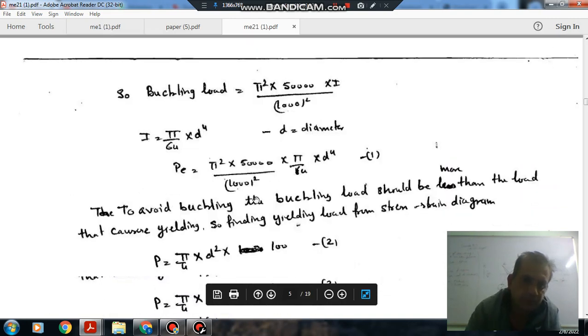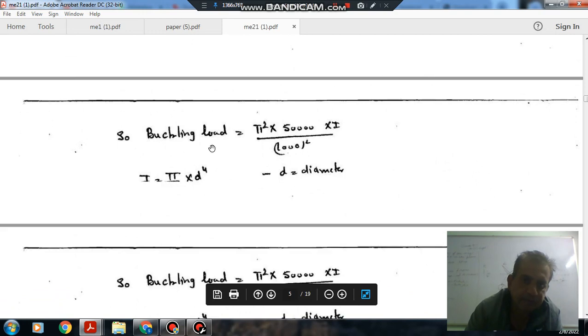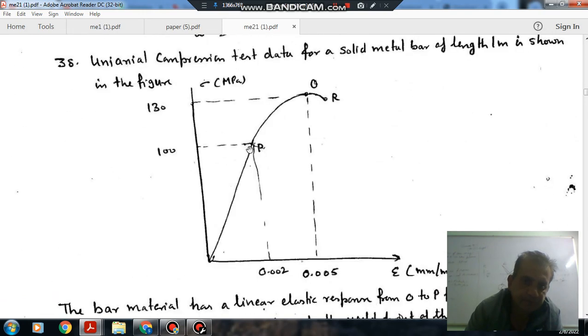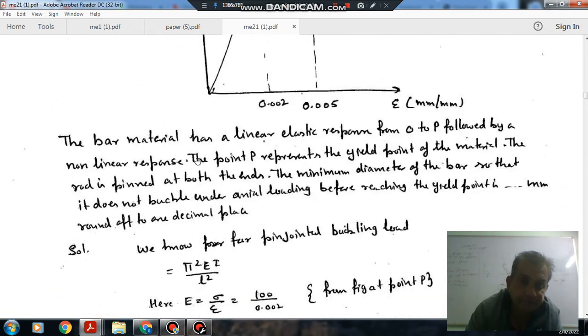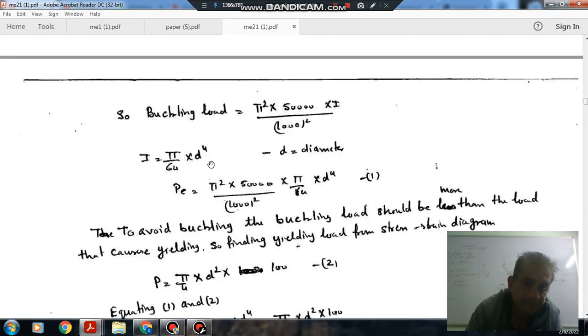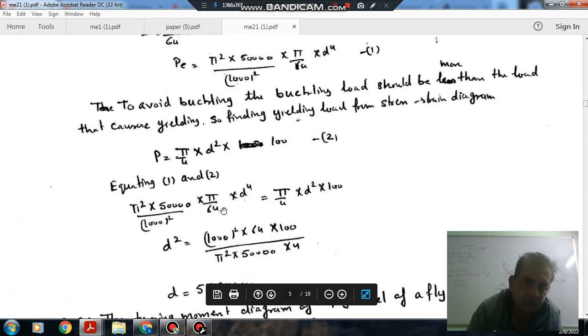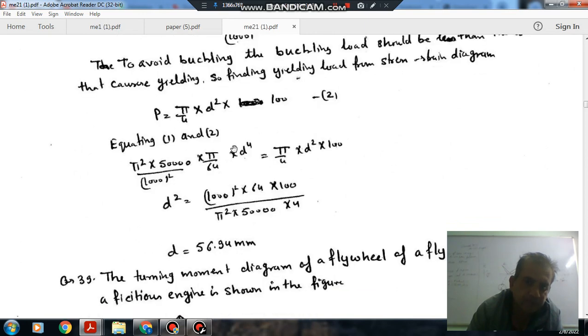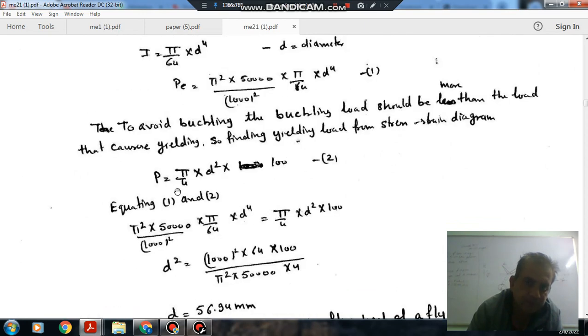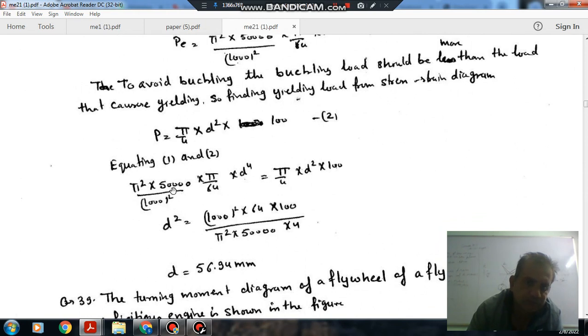Now the stress at this point is 100 MPa, and the load is 100 into area, so this will be 100 into pi by 4 d square. This load should not exceed the buckling load. Equating these two, we can find out the diameter d. Both are in terms of d. So the answer is 56.94.